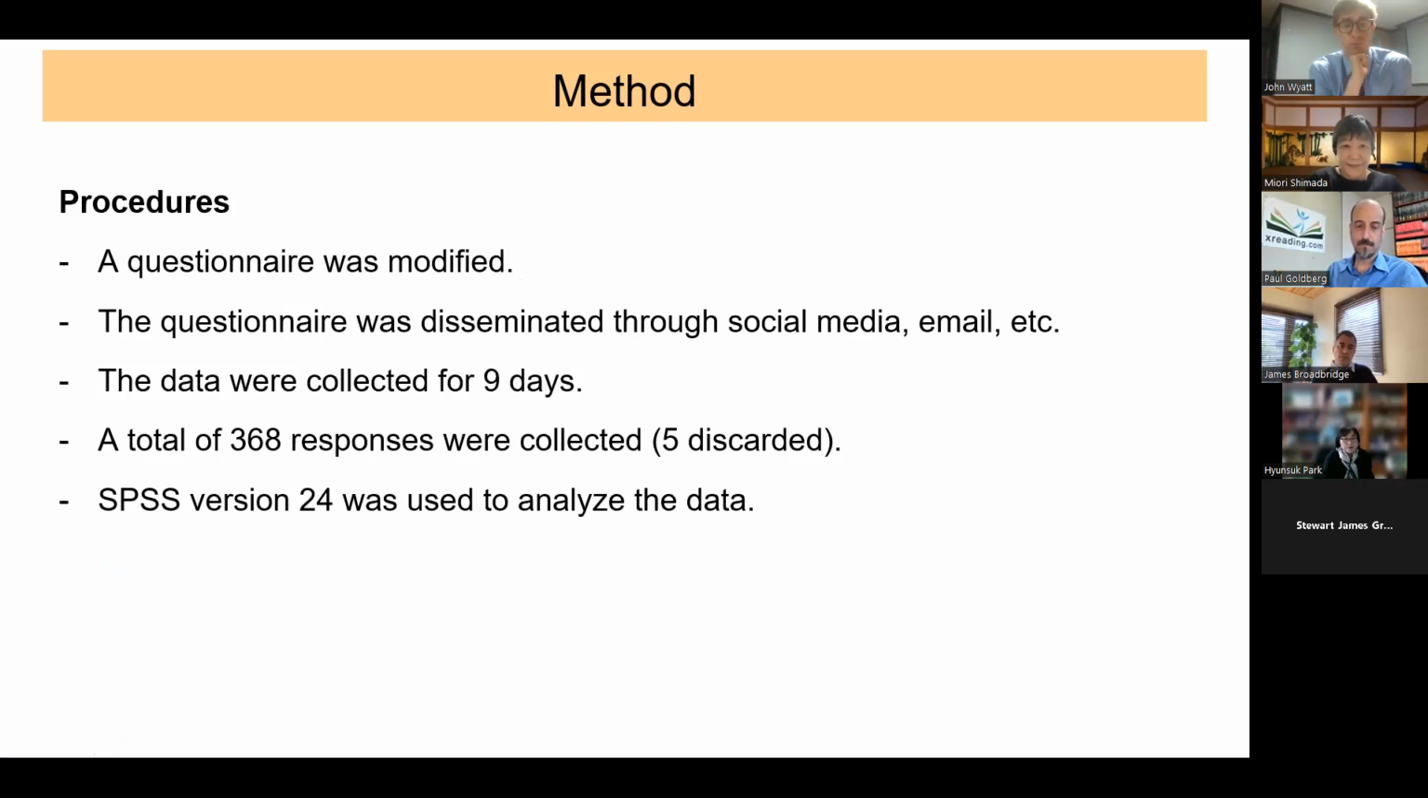So the procedures: first of all, the questionnaire was modified. Unlike the original study, which had used a paper-based one, we used an online questionnaire with a Google form, and invitations encouraging teachers to participate in the study were sent electronically through email, posted on TESOL listservs, and disseminated through social media and personal emails and so on. We opened the Google form for 9 days and received a total of 368 submissions. To analyze the data, SPSS version 24 was used.